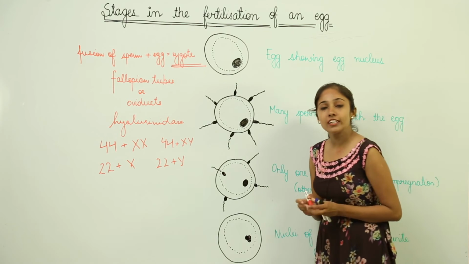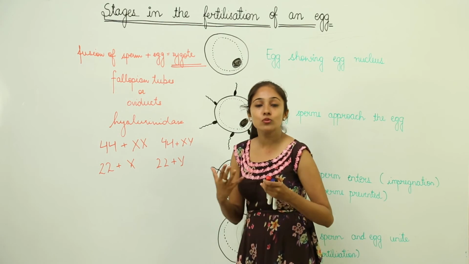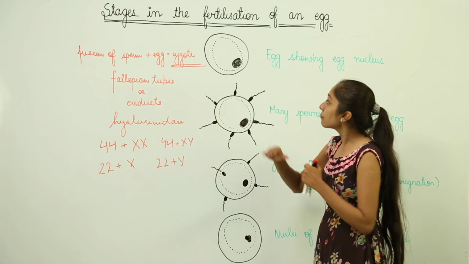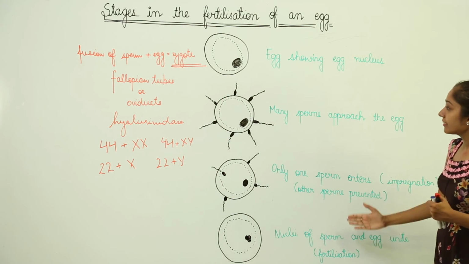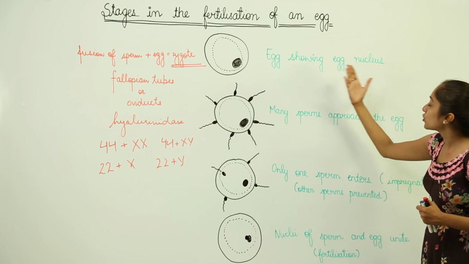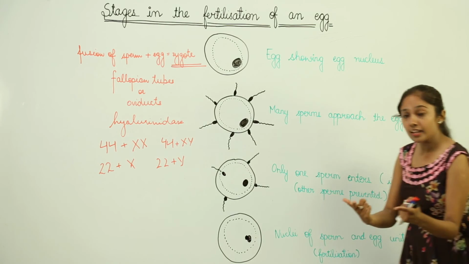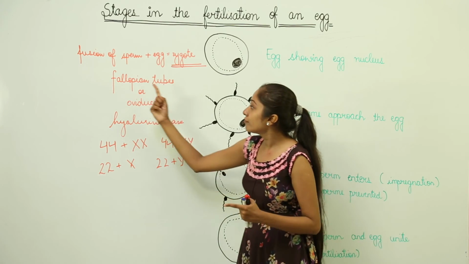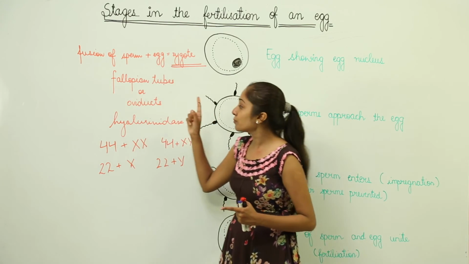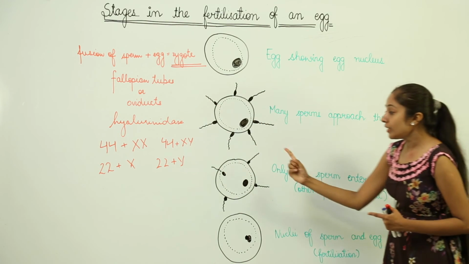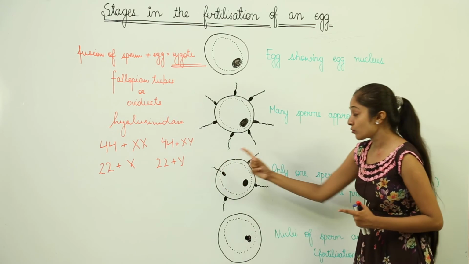So this zygote is going to divide repeatedly and is going to form the multicellular stage, right, which we will discuss. But overall, what do you see in this diagram? We have an egg which shows the egg nucleus. Now many sperms are going to approach the egg. Where? They are going to approach the egg in the fallopian tubes or the oviducts, which become the site of fertilization. And after this, only one sperm is able to penetrate the egg.